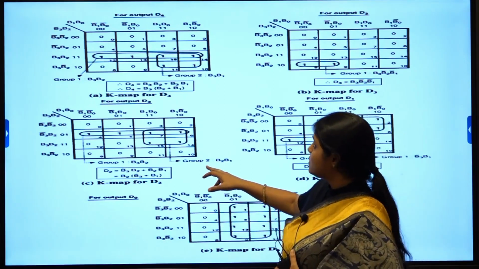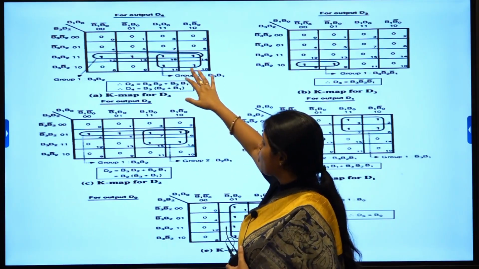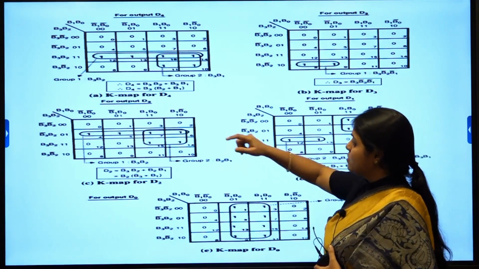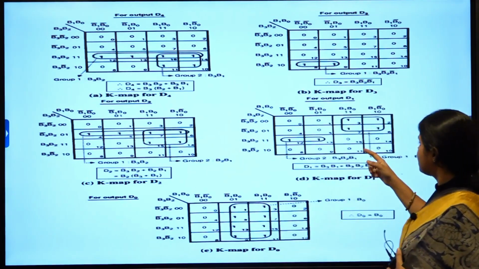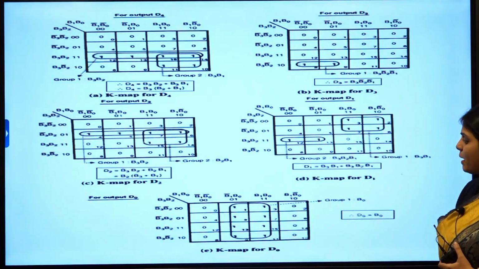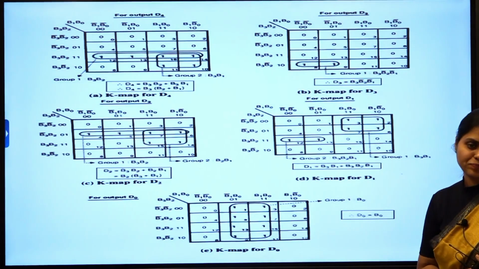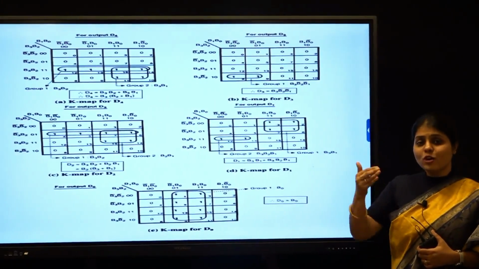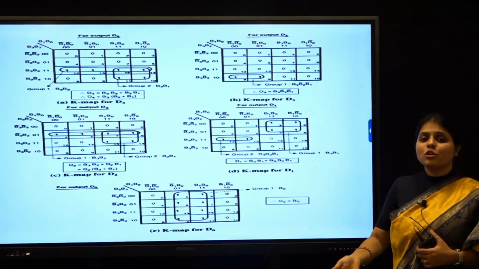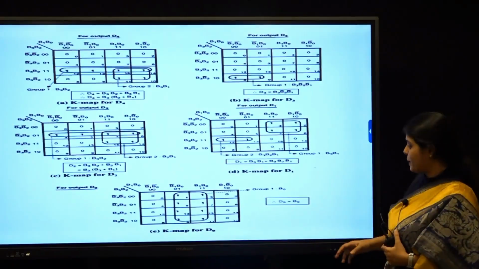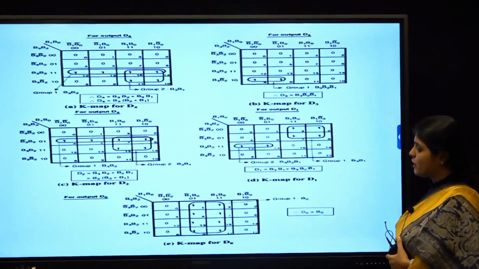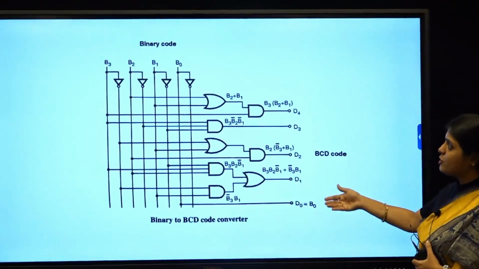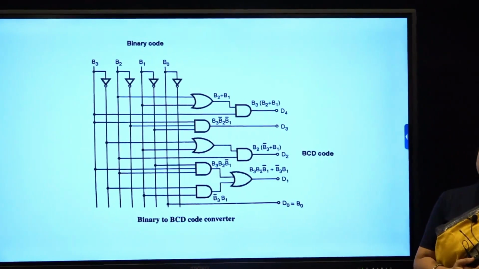Okay. So as you can see here, we have done 2 quads, as here we have only 2 ones, so that is a simple pairing. So here 2 quads again, here in this case this is 1 quad and this is 1 pair, and here it is 1 octet. Okay. So based on the number of ones which are high, go for highest grouping. If that is not possible, go for the nearest lowest grouping. Okay. So this is how we generate logic expression for each of the K-maps, and using this logic expressions we draw the logic diagram. Okay.